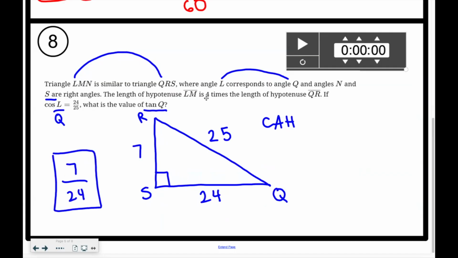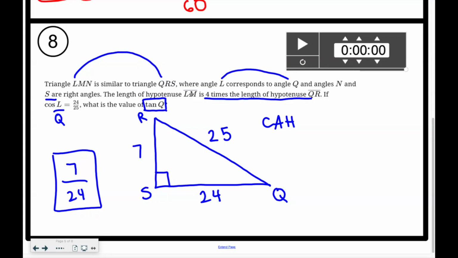So this LM is 4 times the length of QR. It never factors into it. We don't have to worry about that because we were asked the trig function. If we had figured it out, we might have had larger numbers, but they would all reduce to 7 over 24. That makes sense. Good. Or else we would have gotten these values for this triangle and then multiplied or divided by 4. It would have been a lot longer.